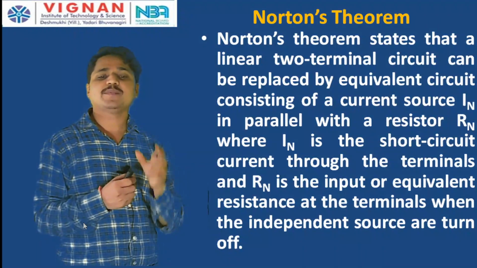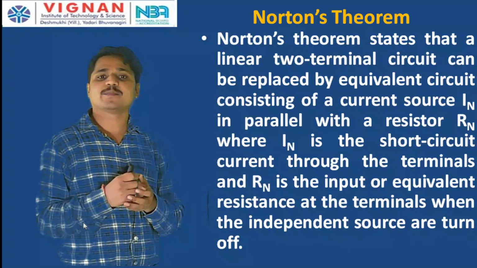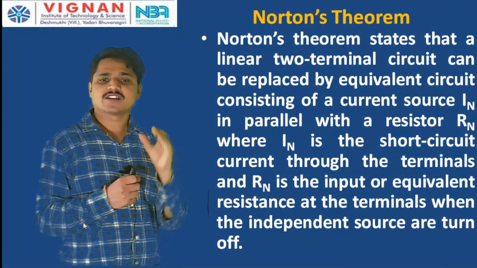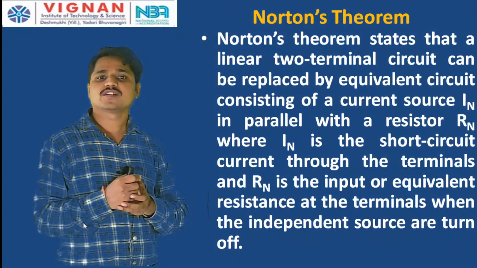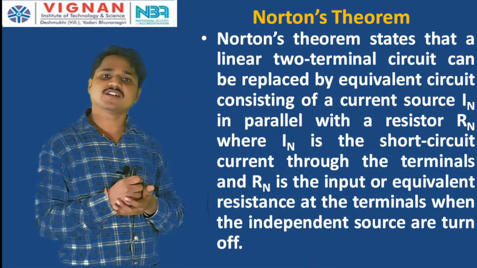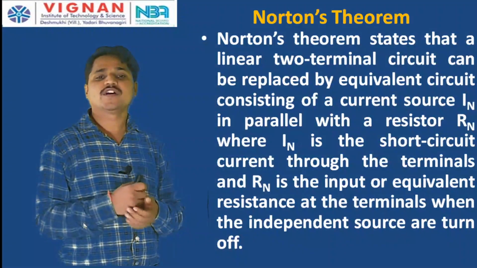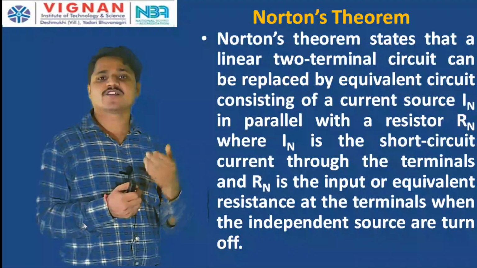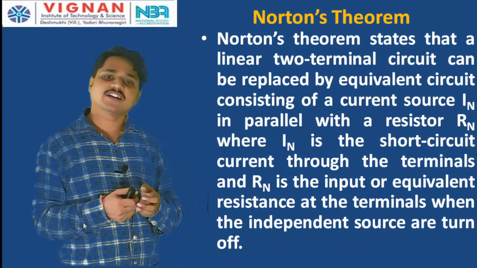That means any linear network with two terminals can be converted into a single source consisting of a resistance in parallel with a current source, that is the Norton equivalent circuit. That means the Norton equivalent circuit consists of only one current source, that is called Norton's current or short circuit current, in parallel with the Norton resistance or equivalent resistance at the terminals. If it is an AC circuit, then instead of Rn we take Zn, that is the Norton impedance, the equivalent impedance at the terminals.